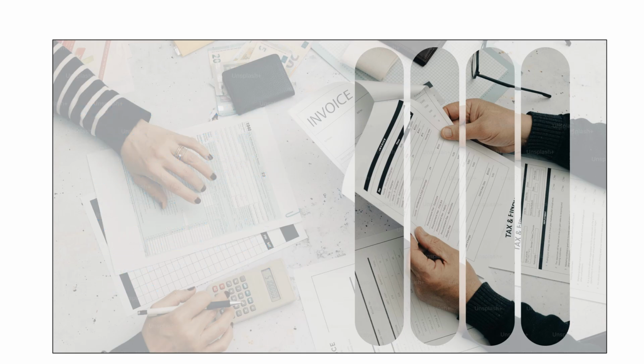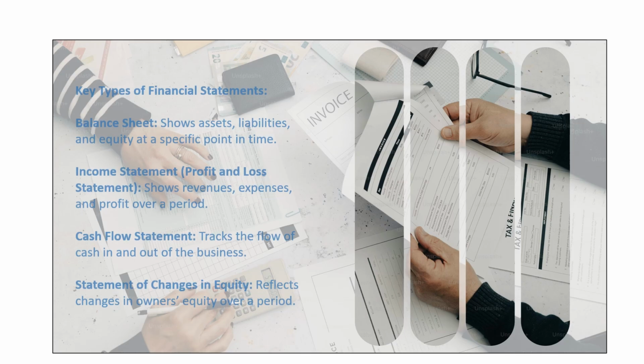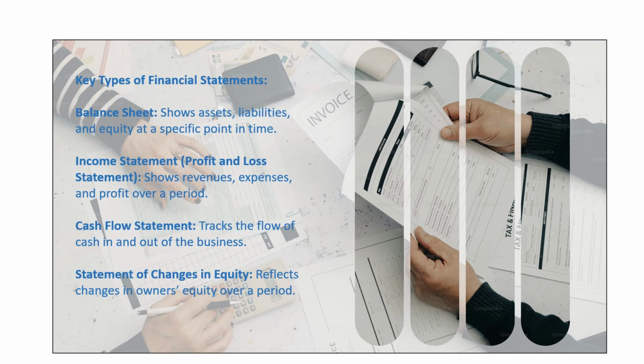Key types of financial statements. 1. Balance sheet: shows assets, liabilities, and equity at a specific point in time. 2. Income statement, profit and loss statement: shows revenues, expenses, and profit over a period. 3. Cash flow statement: tracks the flow of cash in and out of the business. 4. Statement of changes in equity: reflects changes in owner's equity over a period.